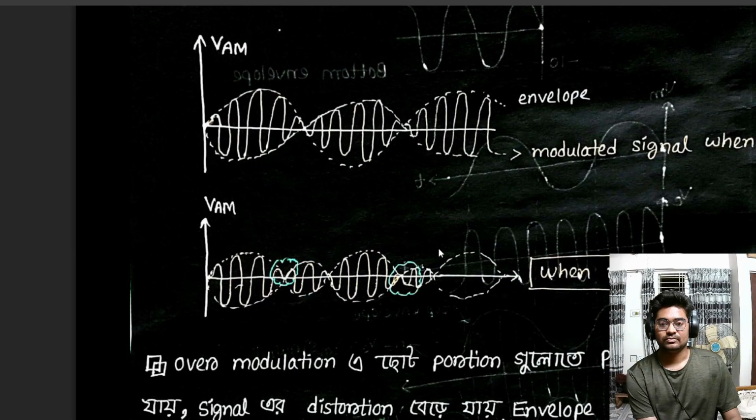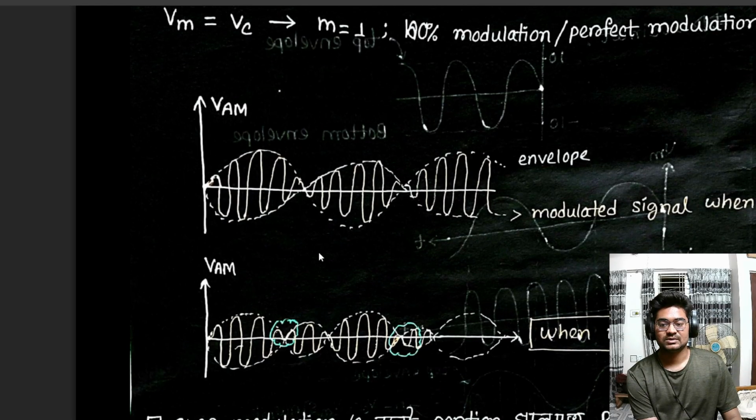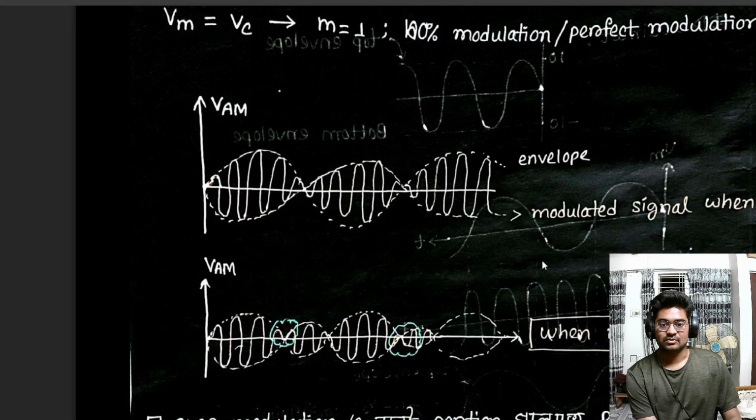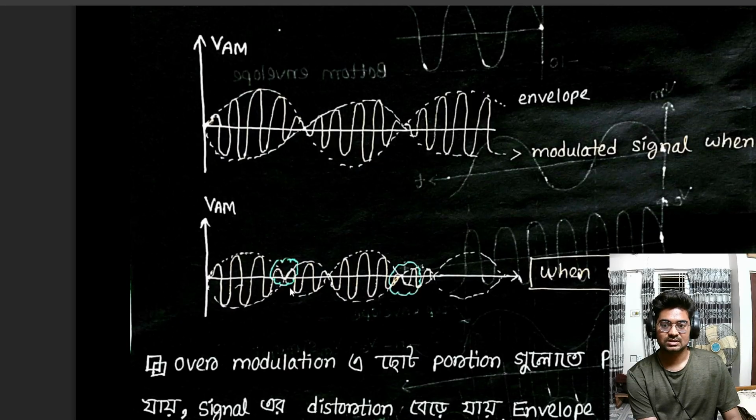So now we have a graphical representation of these things. For the perfect modulation, this is the graphical representation. You can see that. And when there is over modulation, you can see there are some lobes.